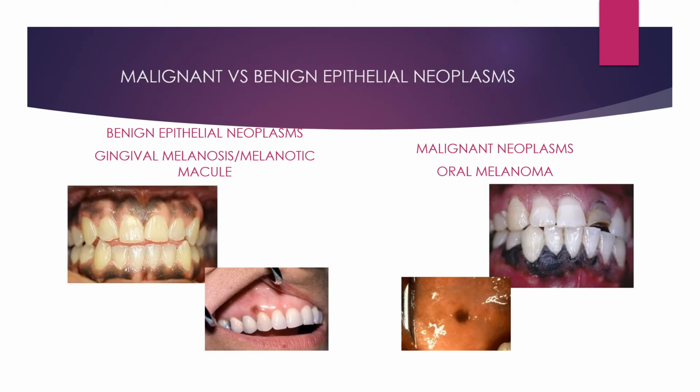In this slide, we need to contrast the malignant versus benign epithelial neoplasms. So we're looking at gingival melanosis and a melanotic macule. These are benign lesions. A melanotic macule appears much like an oral melanoma, which is pictured on the right-hand side. Only by a detailed medical and dental history and a biopsy can the distinction be made.